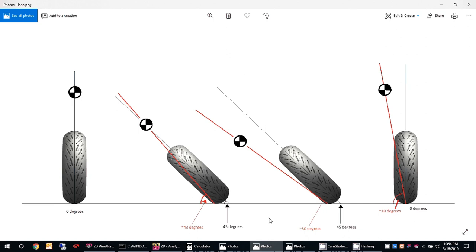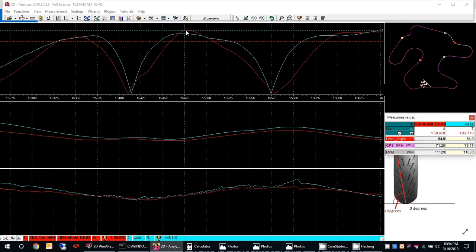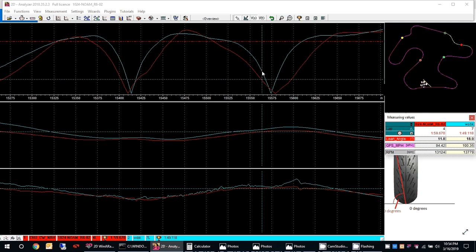Going back into the 2D real quick, when it measures lean angle, it's actually calculated not by a special device on these bikes that measures the bike lean. The 2D data acquisition, I don't have a sensor for that. That would be like the sensors they have on airplanes that give you an artificial horizon, a gyroscope. I don't have that.